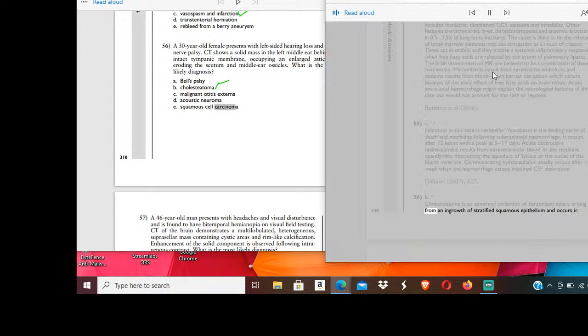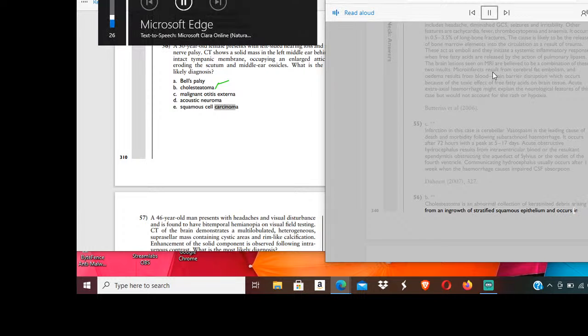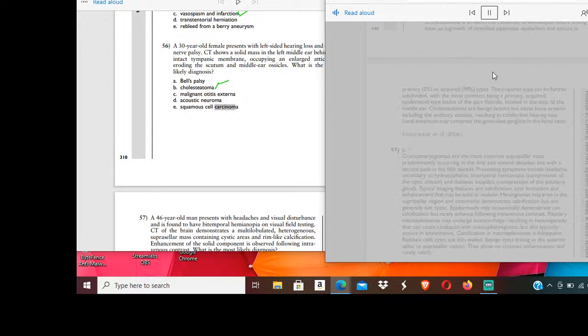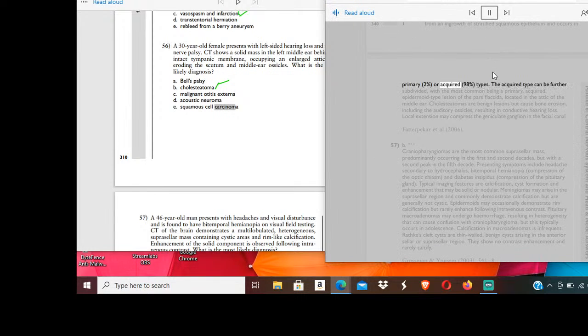Collection of keratinized debris arising from an ingrowth of stratified squamous epithelium. Module 6. Central nervous system and head and neck answers. 340. Primary, 2%, or acquired, 98% types. The acquired type can be further subdivided, with the most common being a primary acquired epidermoid-type lesion of the pars flaccida, located in the attic of the middle ear. Cholesteatomas are benign lesions but cause bone erosion, including the auditory ossicles, resulting in conductive hearing loss. Local extension may compress the geniculate ganglion in the facial canal.